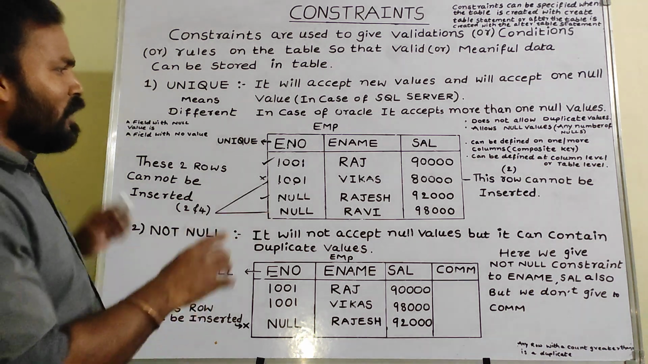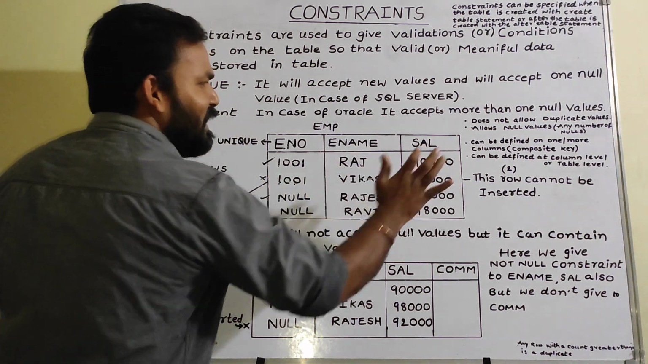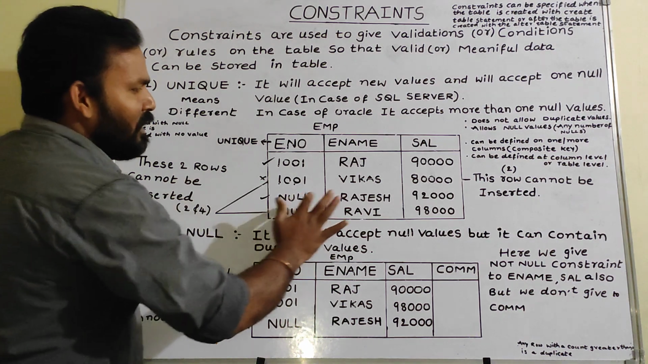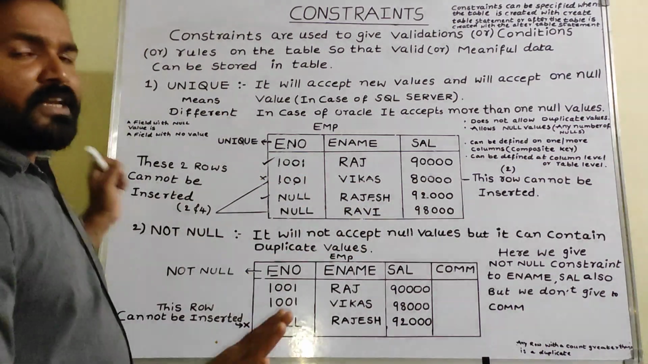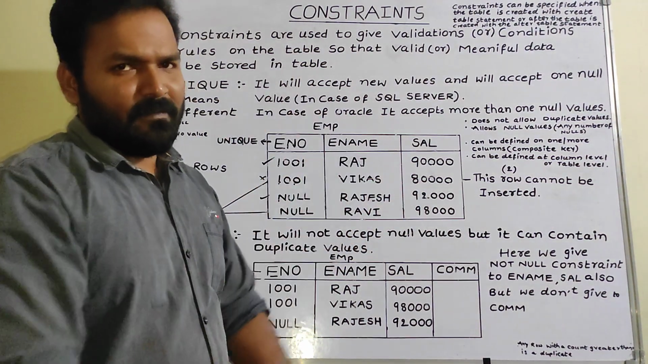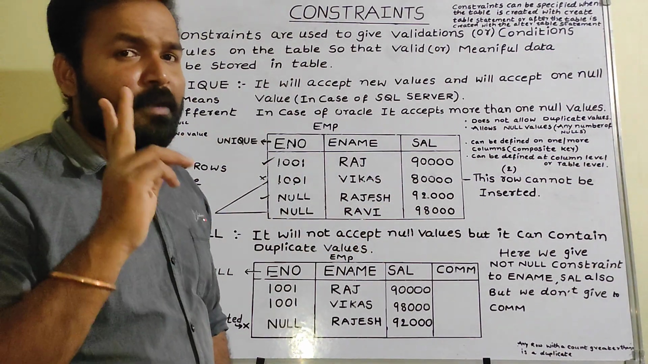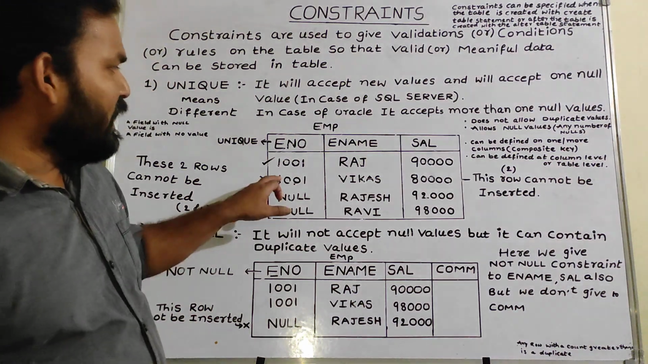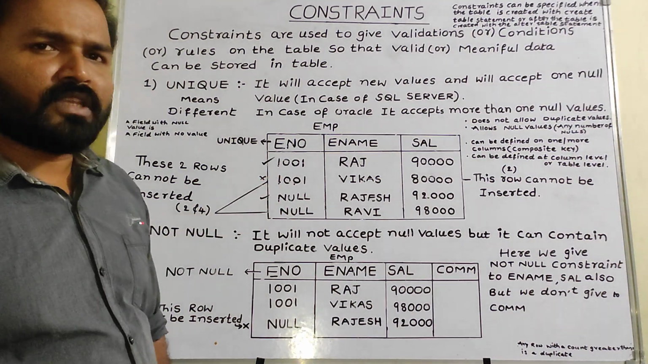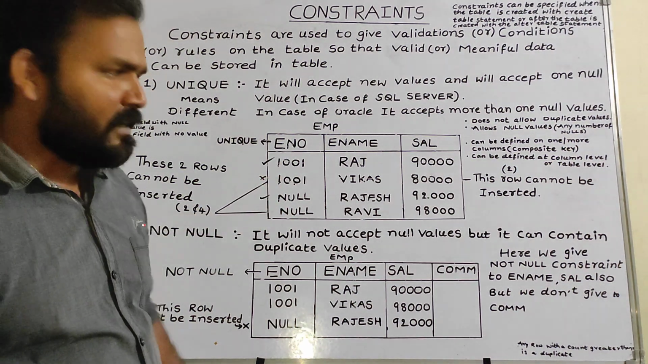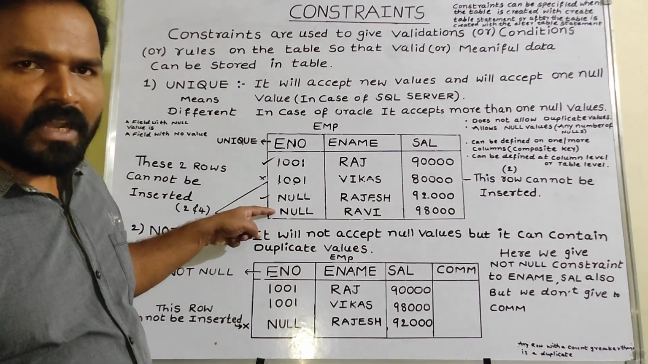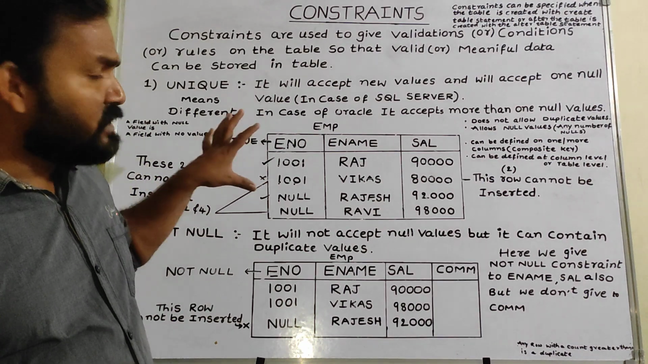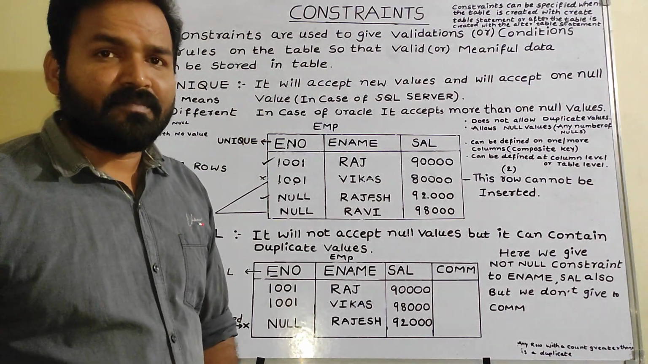So only 1001, Raj, 90,000 and null, Rajesh, 92,000 can be inserted. The second and fourth rows cannot be inserted because of the duplicate value and the second null value. So that is in the case of SQL Server.